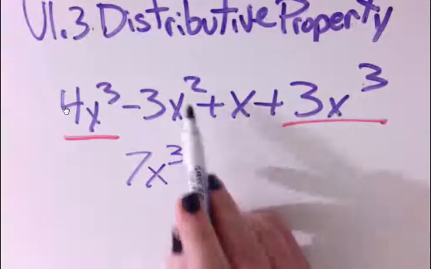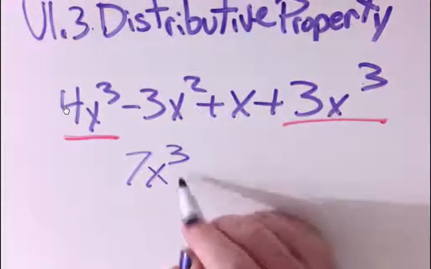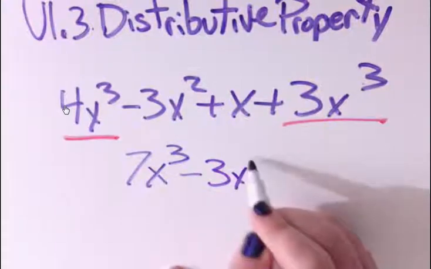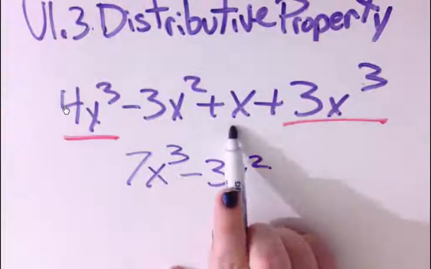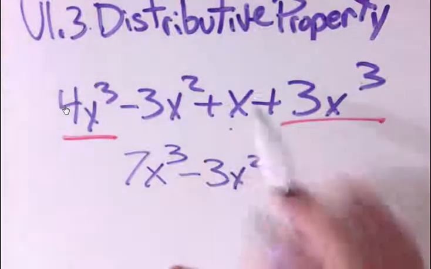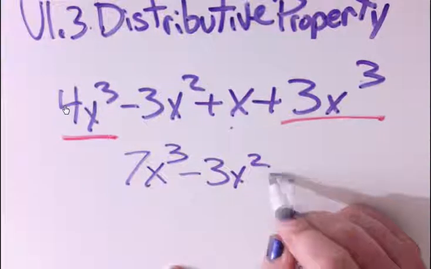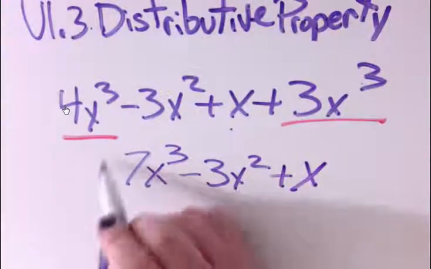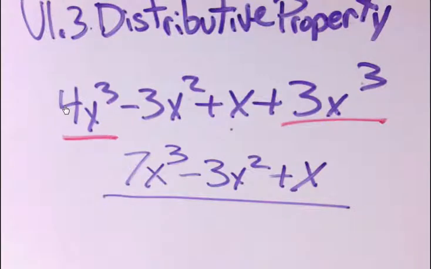Now we don't have anything else with the square, so that one we left alone. We don't have any other ones with an x or just the 1. So we can leave that one by itself. So this here would be our final answer on this one.